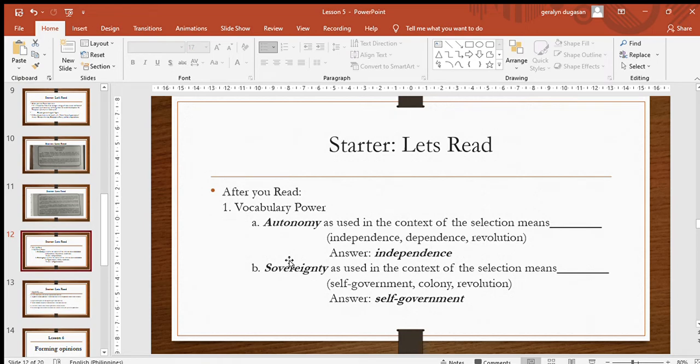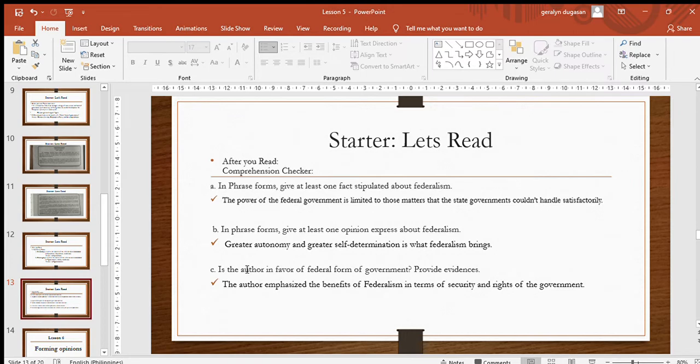So after we read, here is the vocabulary power. In letter A, autonomy as used in the context of the selection means independence. Letter B, sovereignty as used in the context of the selection means self-government.